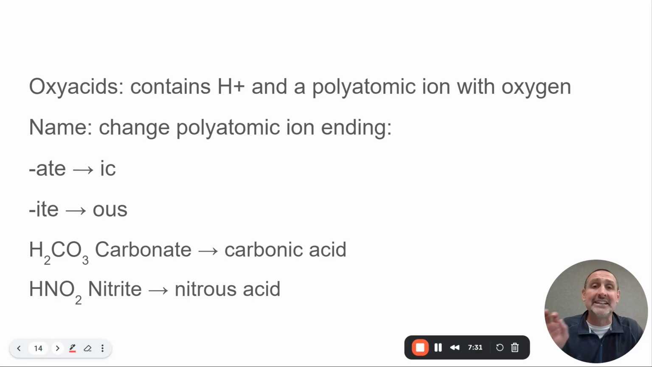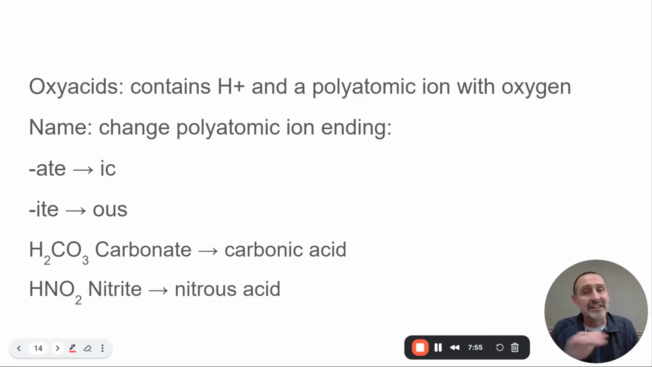An oxyacid is going to have a polyatomic ion with oxygen. That's how we get the oxy. So oxyacids contain a hydrogen and a polyatomic ion. Here, we're going to change the polyatomic ion ending. So the ATEs, the ones with more oxygen, are going to get an ic ending. If it's an ITE, with less oxygen, we're going to get an ous ending.